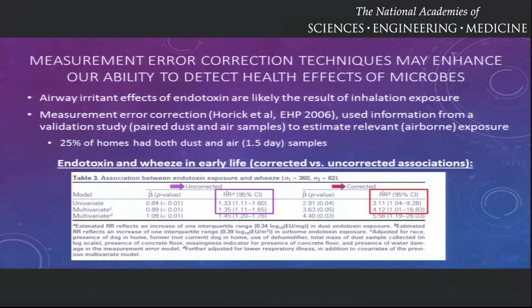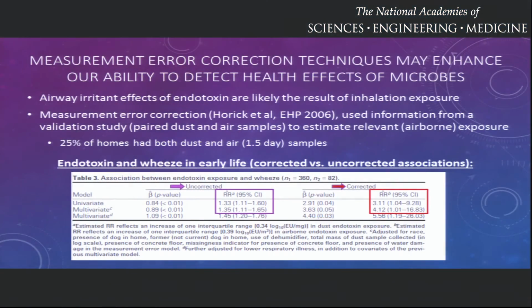Okay, so here's a bit about measurement error correction techniques. This is focused on endotoxin, but measurement error correction techniques may enhance our ability to detect the effects of microbes. So I mentioned in that earlier slide that home endotoxin in infancy is associated with an increased risk of wheeze. And we think that this is probably an airway irritant effect that's going on as a result of inhalation exposure. And so Nora Horick and investigators applied a measurement error correction model that was originally developed by Bernard Rosner that used information from a validation study that paired dust and air samples, okay, to estimate relevant airborne exposure.